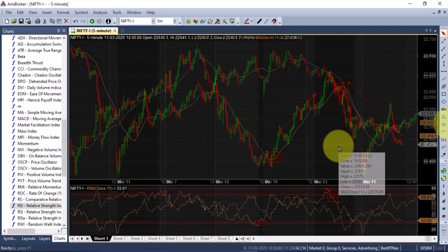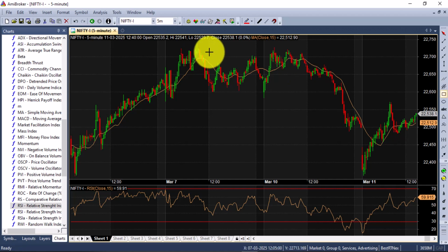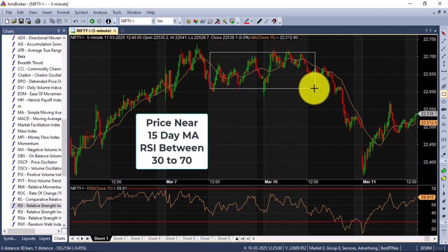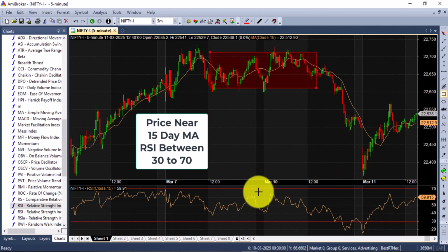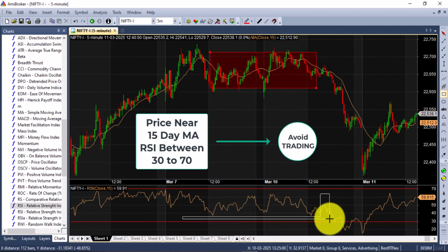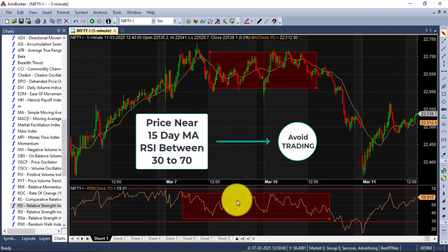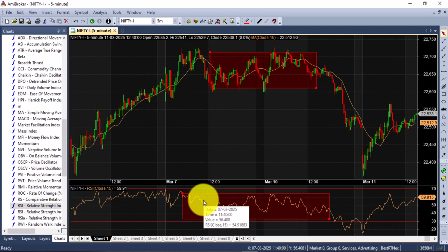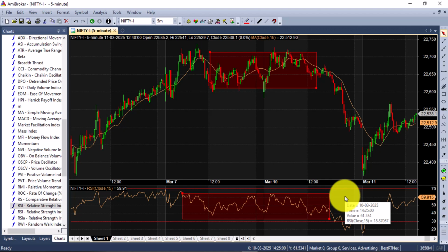In a sideways market, if the price is near the 15 period moving average and the RSI moves between 30 and 70, it indicates that the market is in a consolidation phase. In this scenario, both indicators help to stay cautious and avoid making decisions in an uncertain market. These are the places to avoid entering a trade. While the moving average gives a signal, the RSI does not.